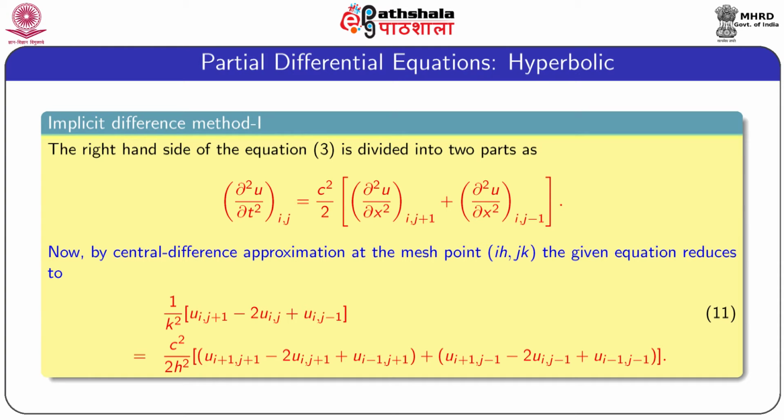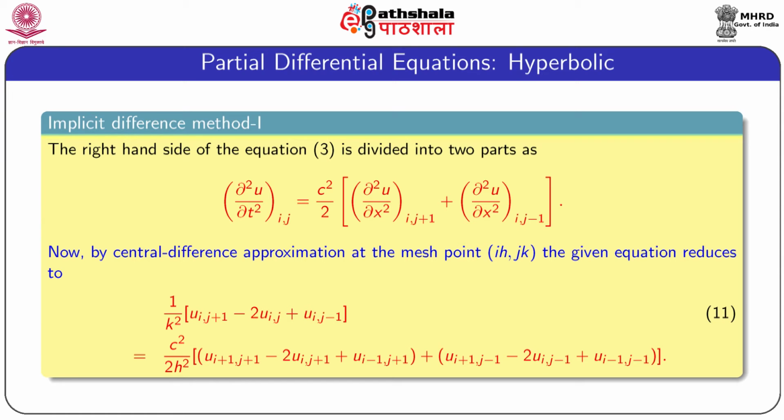And the right hand side, the first bracketed term, represents the approximate value of ∂²u/∂x² at the mesh point (i, j+1). Note that in this case the approximation is u(i+1,j+1) - 2u(i,j+1) + u(i-1,j+1). That means the value of t remains unchanged, but the value of x is changed. That means t is taken at the time level j+1, and the second term is approximated as u(i+1,j-1) - 2u(i,j-1) + u(i-1,j-1). In the second term, j+1 is replaced by j-1. In the first term, the subscript for j is j+1, and in the second term, the subscript for j is j-1. So this is the implicit formula to solve the hyperbolic equation.